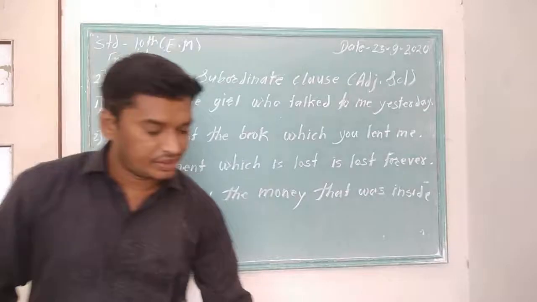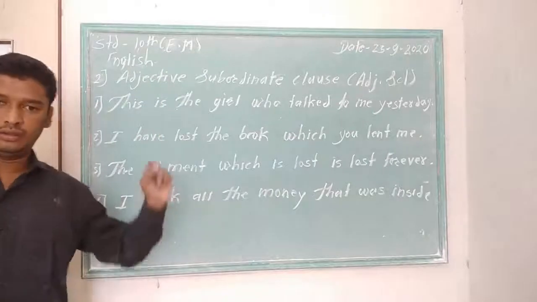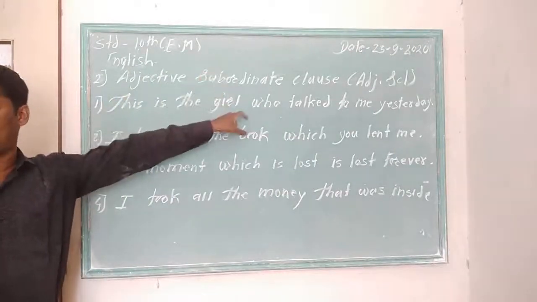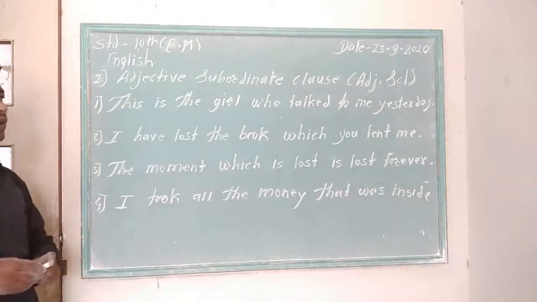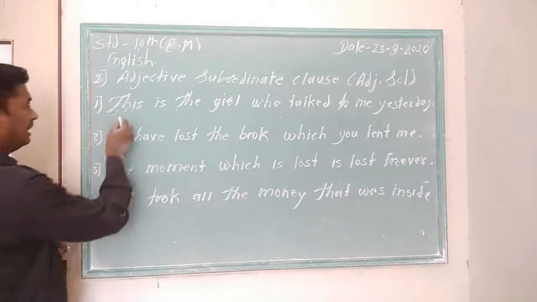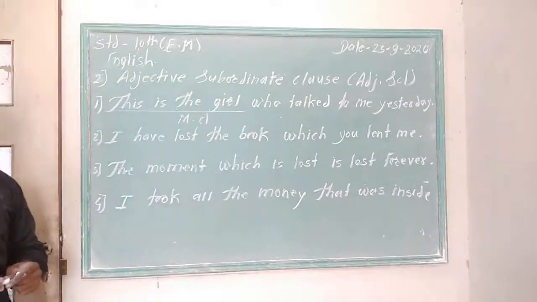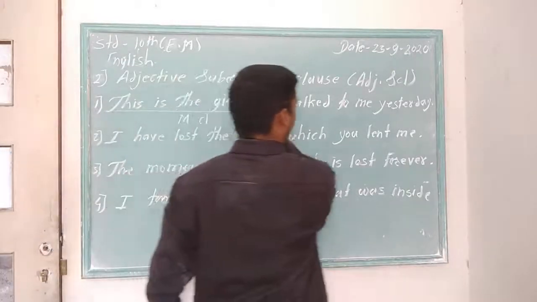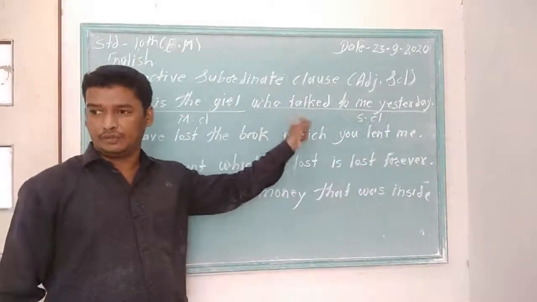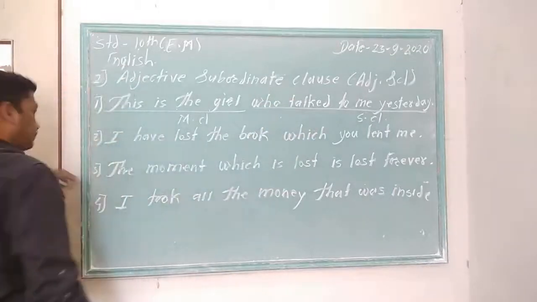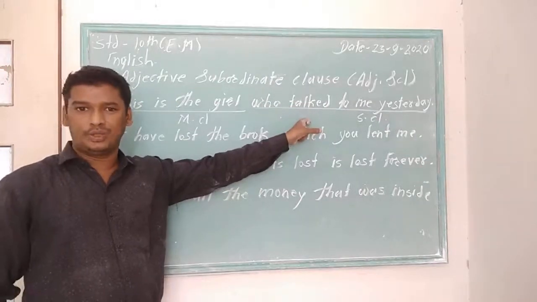I have written 4 examples here. First, let's identify main clause and subordinate clause. First sentence: This is the girl who talked to me yesterday. Main clause is "This is the girl." It is main clause because it expresses complete meaning. "Who talked to me yesterday" is subordinate clause because it cannot express the complete meaning, and this statement has been started with who.